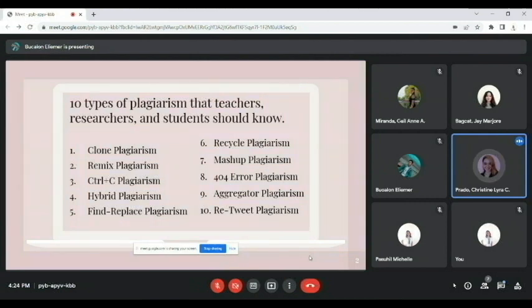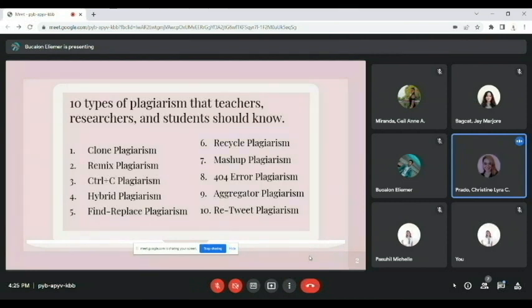Third, we have the control plus C plagiarism. This is when a significant portion of a text is copied from a single source without any alteration in a written document. Fourth, we have the hybrid plagiarism. In here, perfectly cited source documents are copied and arranged as a new document without citation. Fifth, find replace plagiarism. This is changing the most common keywords and phrases in the copied content but not making any changes in the essential document.